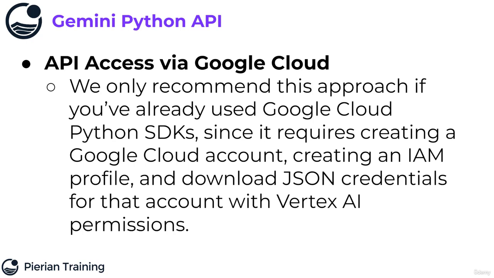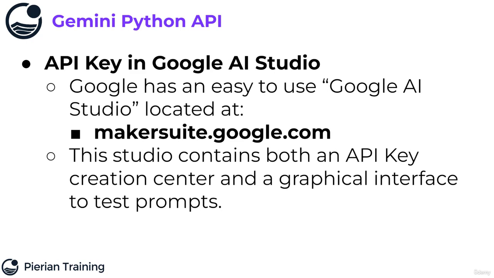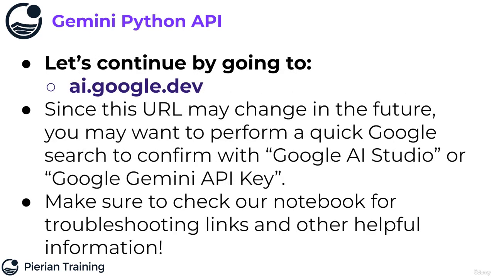A much simpler way of accessing the models is through an API key. Google has an easy-to-use Google AI Studio that's located at makersuite.google.com. We'll actually see that when we go to ai.google.dev, it basically has a link that takes us to the MakerSuite. And then this studio contains both an API key creation center as well as a graphical interface to quickly test prompts. So let's continue on by going to ai.google.dev.